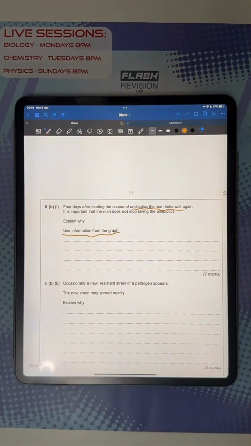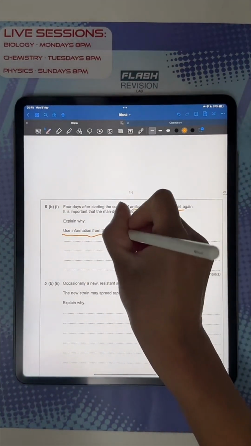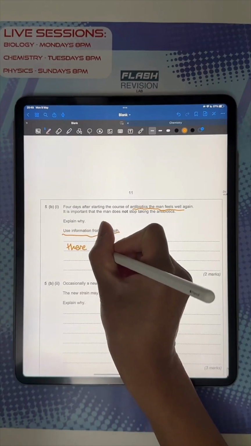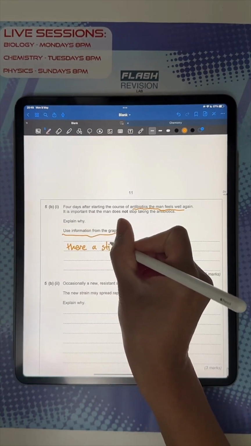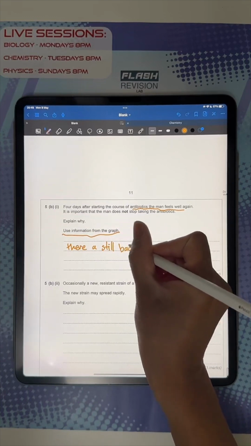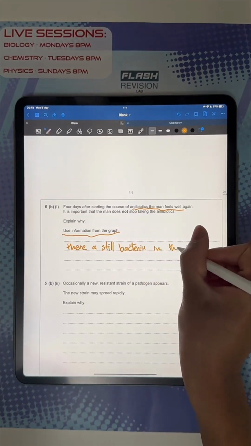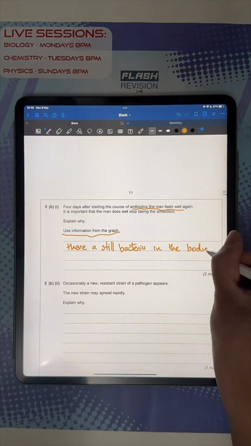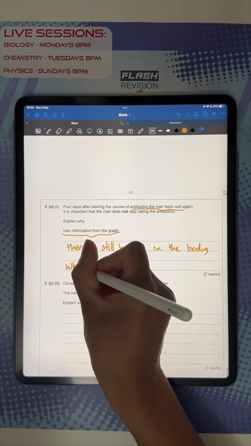So for 2 marks, it says use information from the graph, so we can say there are still bacteria in the body which can reproduce.